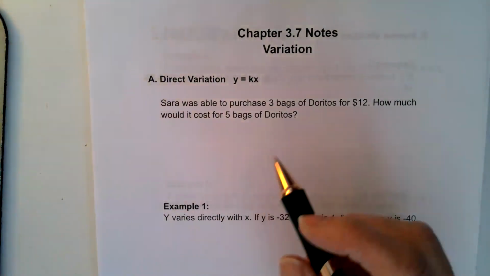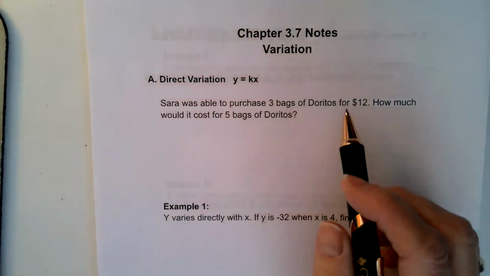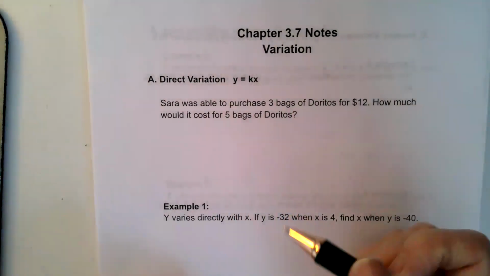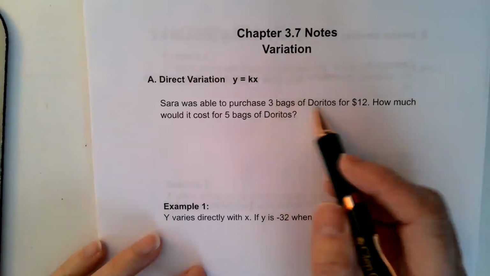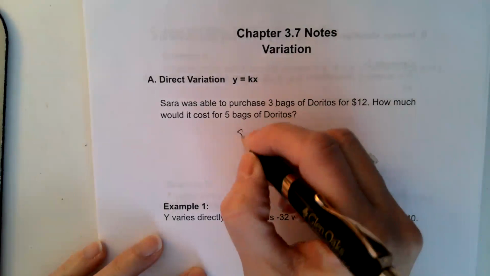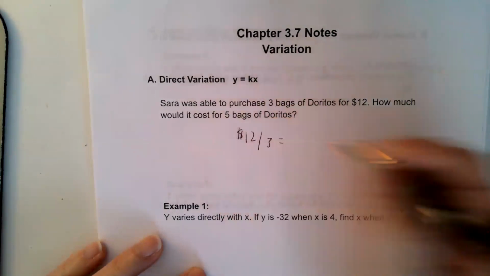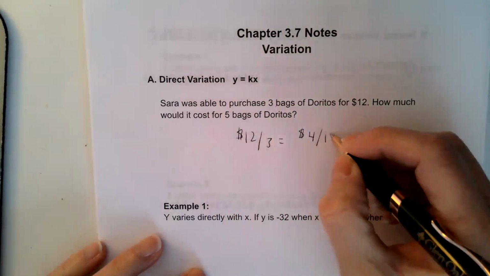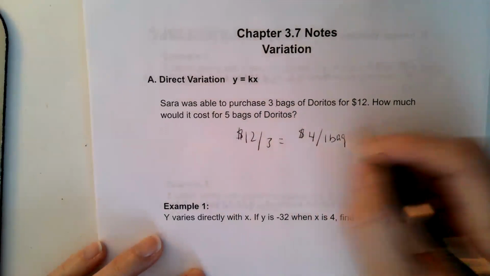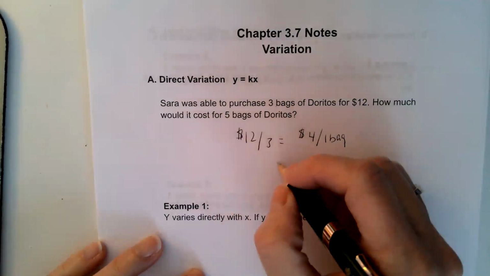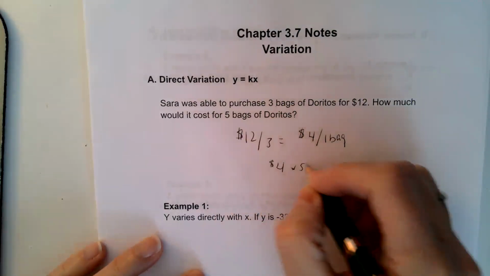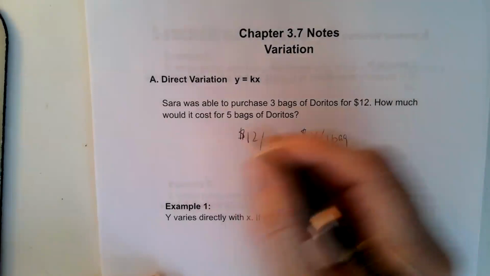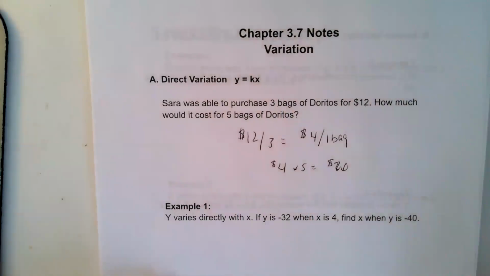One thing is at the store. So if you were to purchase 3 bags of Doritos for $12, how much would it cost for 5 bags of Doritos? That's a question we would want to answer, right? So one strategy might be to think, okay, if I know that 3 bags of Doritos cost $12, I could divide by 3, assuming that they all cost the same. That means that each bag costs $4. And so if I bought 5 bags at $4 each, it would cost me $20. Okay, that's called variation, because as the number of bags goes up, the price goes up as well.